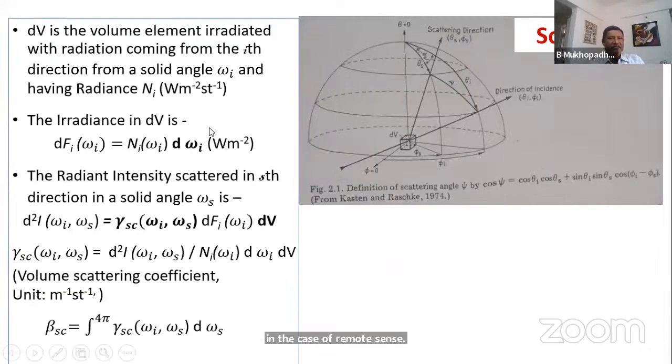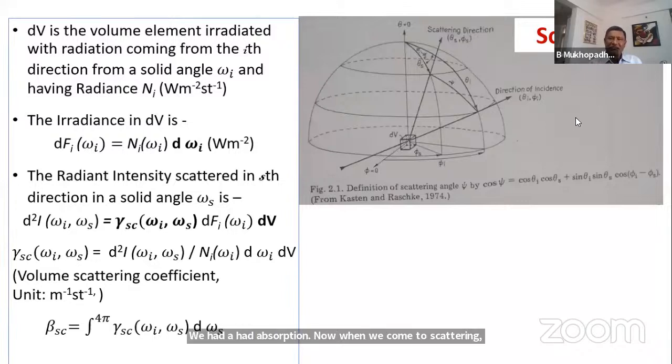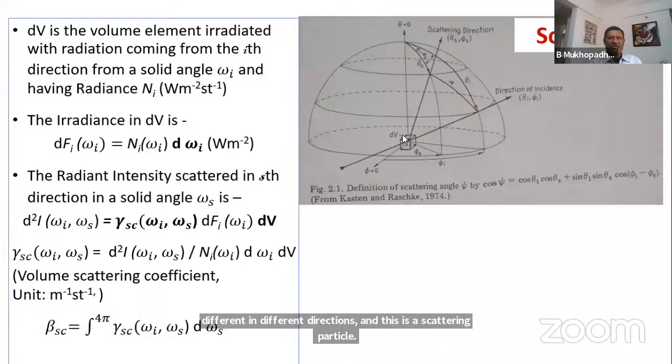Okay, now this is something which I want you to see very intently. And here we are now coming to scattering. When we come to scattering, we had absorption. Now when we come to scattering, we know that scattering is a property which is different in different directions. And this is a scattering particle. That small box that you see in the middle is a scattering particle.